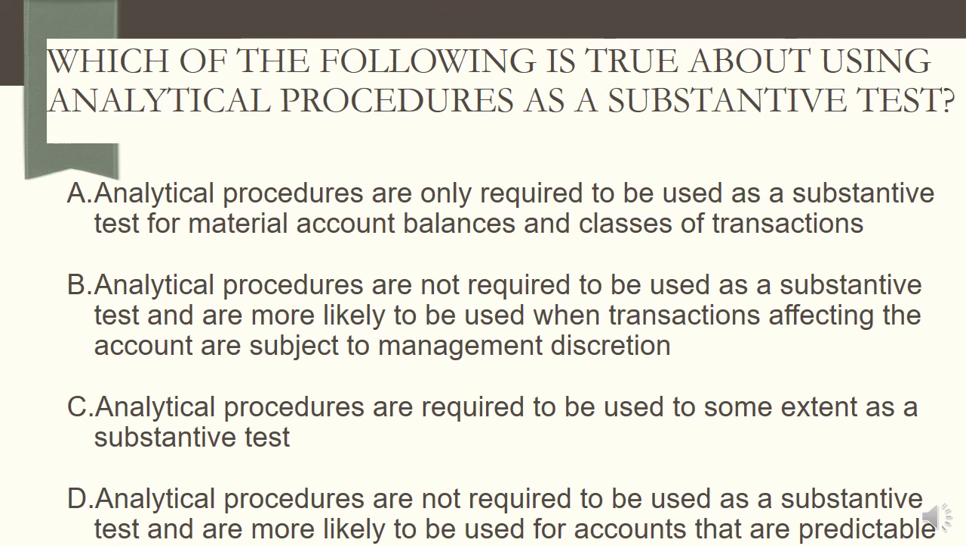Let's look at B. They're not required to be used as a substantive test. Okay, that's correct. And are more likely to be used when transactions affecting the account are subject to management discretion. Well, we just learned that accounts that are subject to management discretion are less predictable. And we know that analytical procedures work best when the relationship with the account balance is predictable. So that's incorrect.